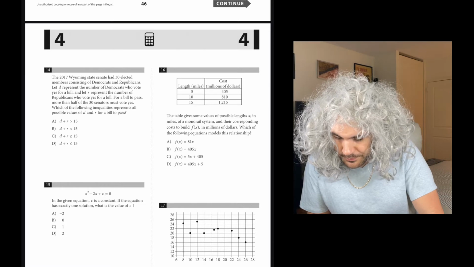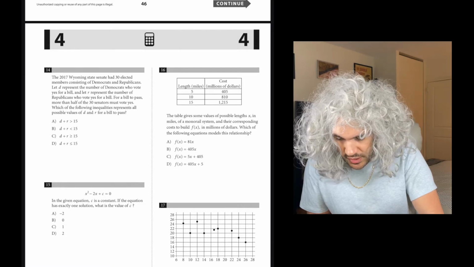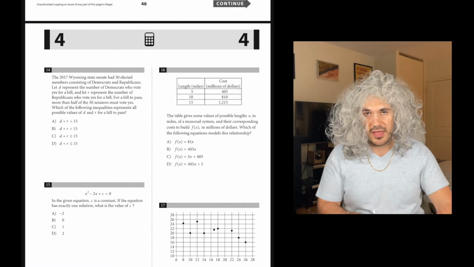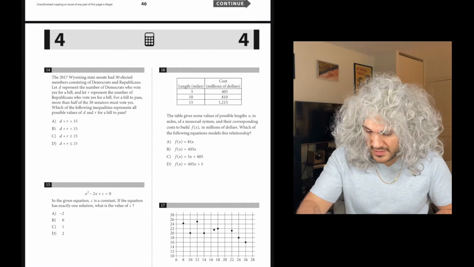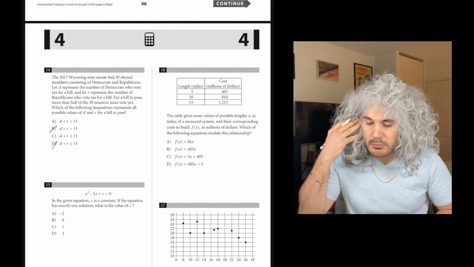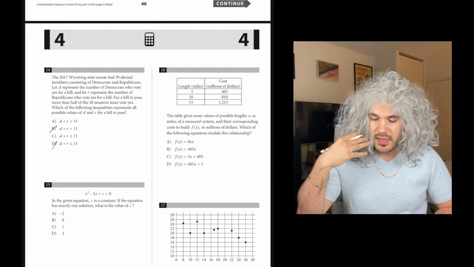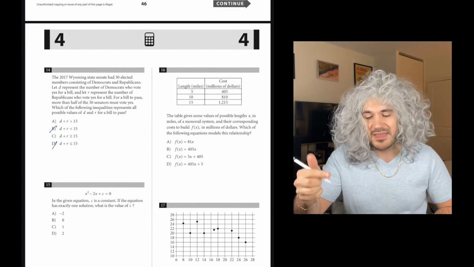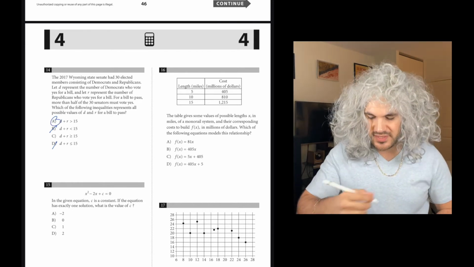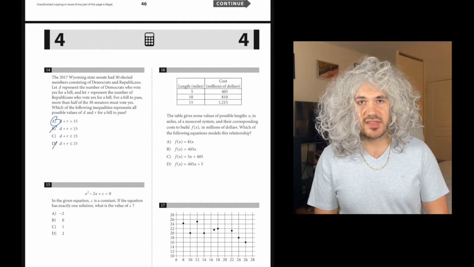Well, they told us that more than half of these 30 have to vote for it. So we know we need to go for greater than 15, not less than. And they said more than half, right? Not half, more than half. So the answer has to be A, because with C, you could get to just half, that 15, but we need more than 15.